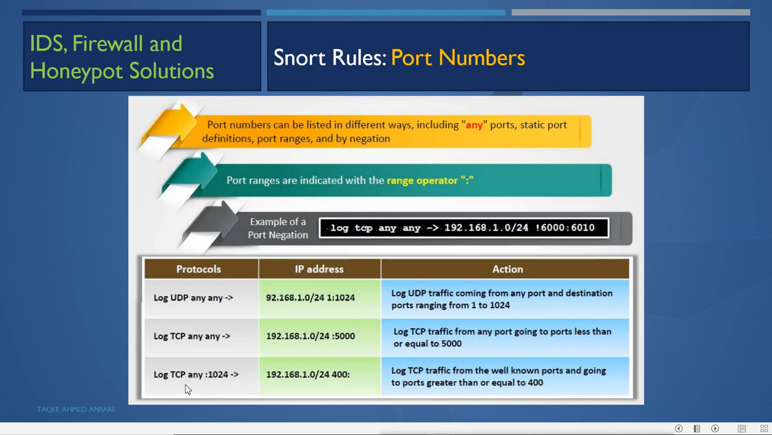Then on this side, like log TCP 1024: to this network, with the range given. That means what? On this side, when you give 4400, any number of ports, that means log TCP traffic from the well-known ports and going to port greater than or equal to 400. So if we give the colon on this side, that means less than or equal to, and on this side it means greater than or equal to. This is the port rules.